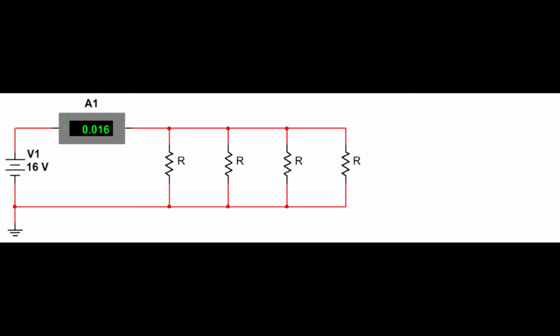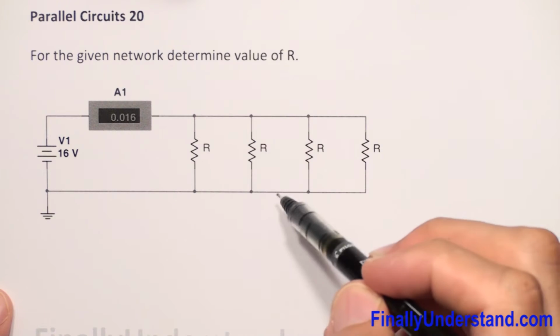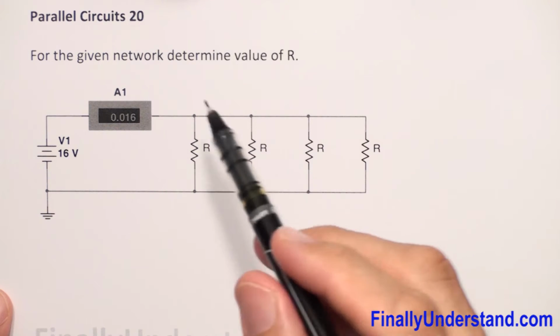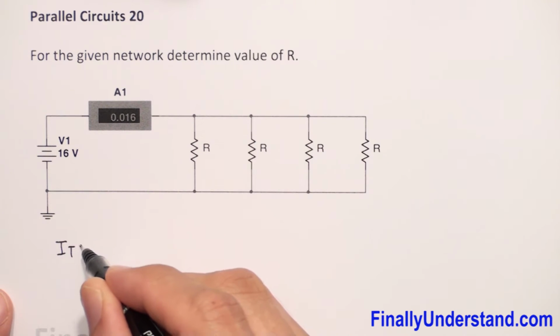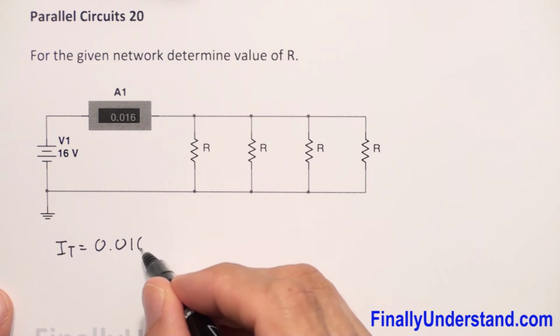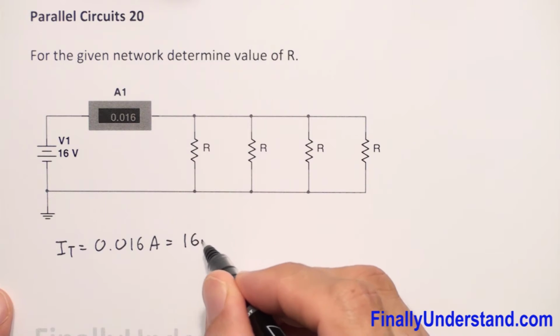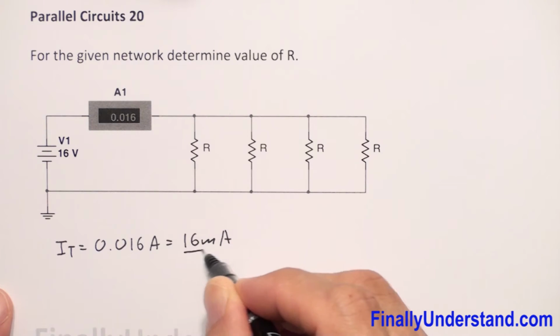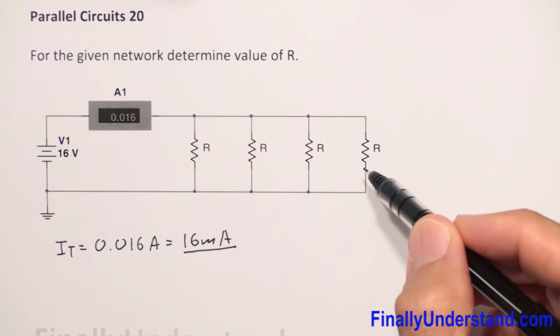Let's take a look at this example. Okay, and we have an ammeter connected to the circuit. On the ammeter we see that I total is equal to 0.016 amps, which is equal to 16 milliamps. So this is my total current, and I have 4 resistors.